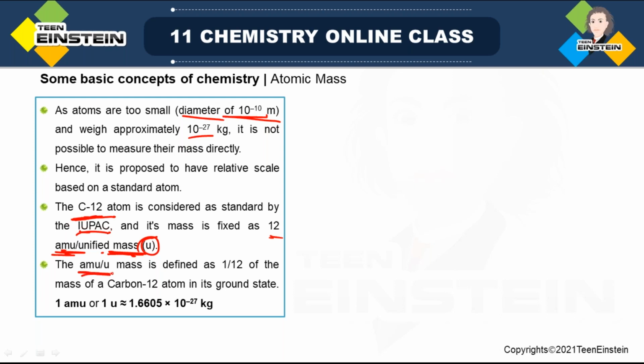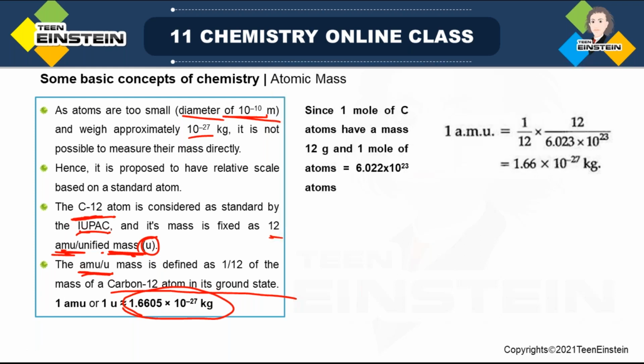AMU or u is defined as 1/12 of the mass of a carbon atom in its ground state. It is already calculated that this 1/12 of the mass of carbon-12 is actually 1.6605 times 10 to the power minus 27 kg. Okay, so this is the value of 1 AMU or 1 u. Correct.